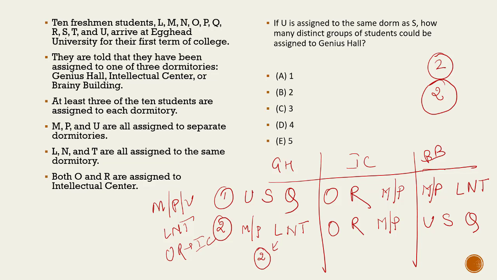So I think that is the only two ways where we can distribute these people like this. We cannot allot U and S in intellectual center, because in that case the rest of our conditions will not be fulfilled. So our answer here should be 4, not 2. Just take care of that, because when I'm writing M/P, I'm actually talking about two different possibilities here.